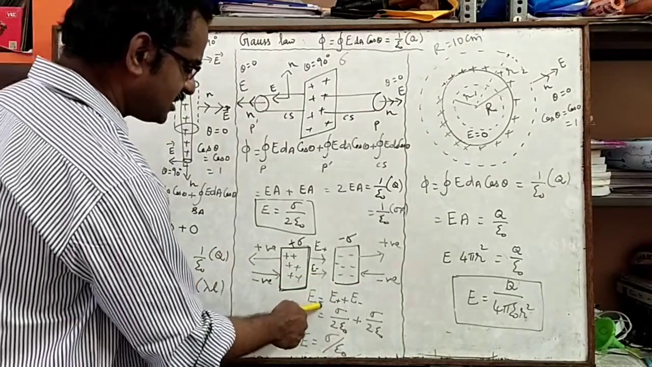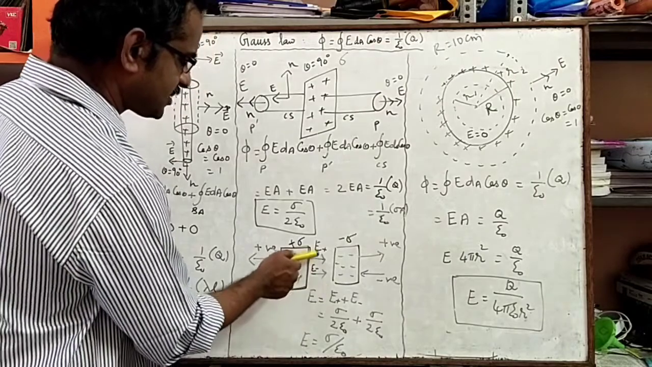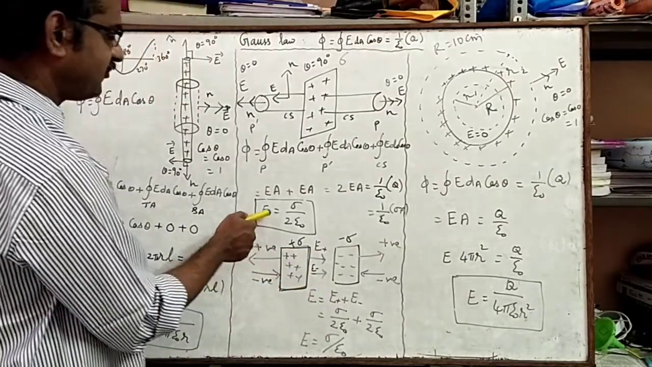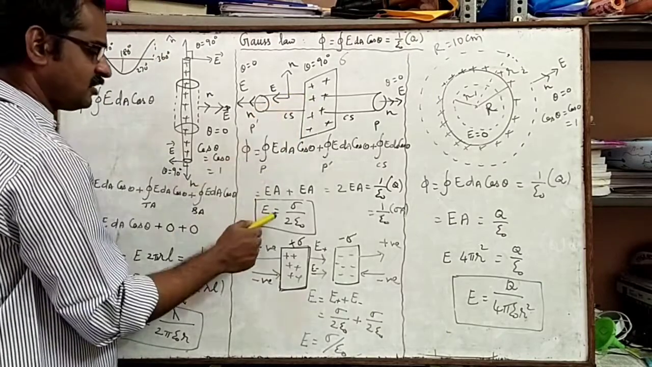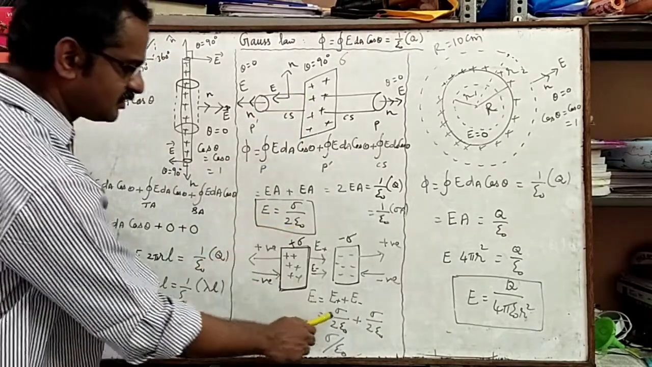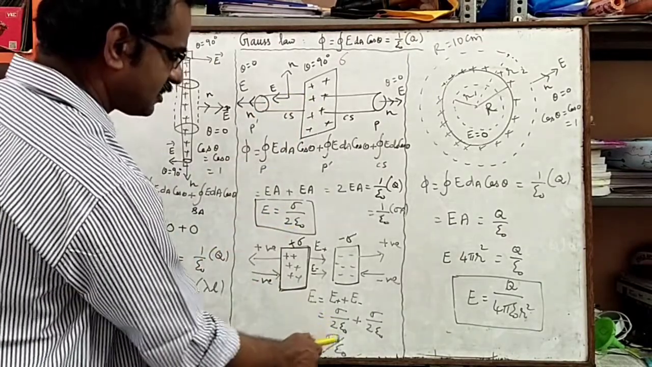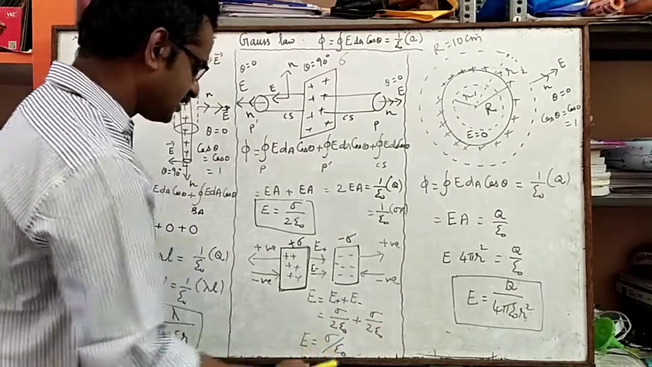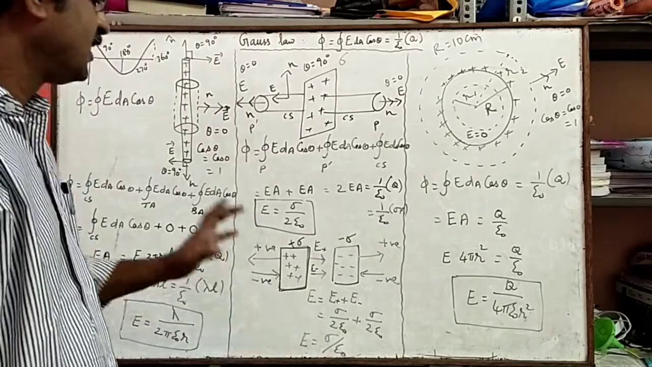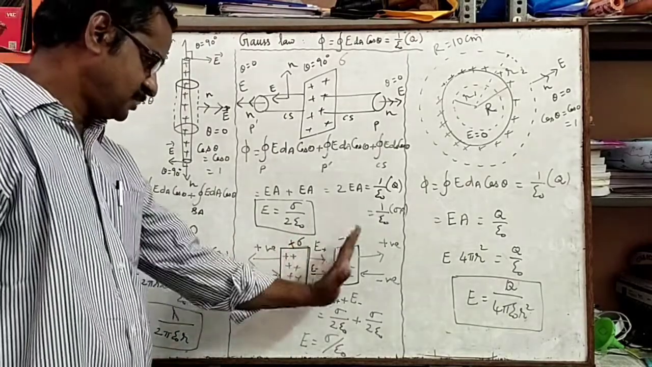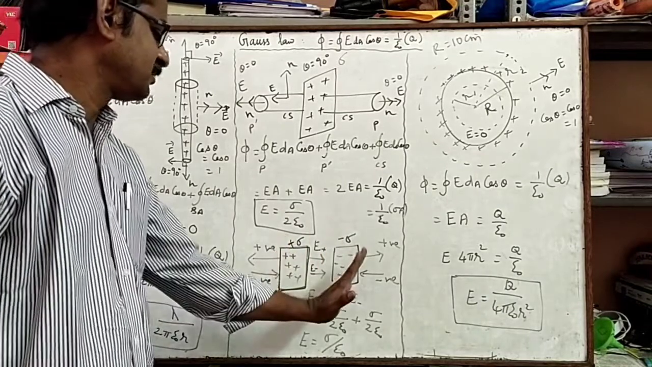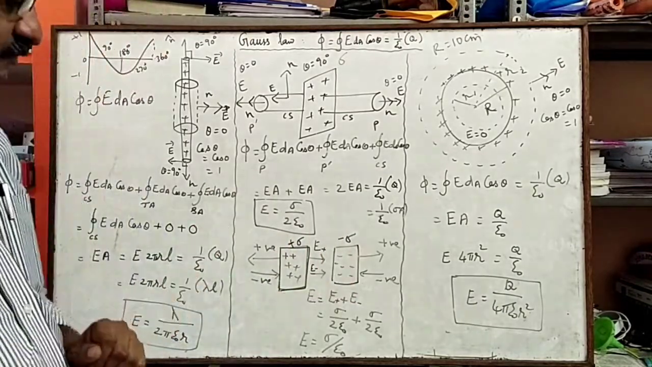Then the electric field E is equal to the electric field due to the positively charged plate plus the electric field due to the negatively charged plate. The electric field due to a single charged plate is equal to sigma by 2 epsilon naught. Therefore, sigma by 2 epsilon naught plus sigma by 2 epsilon naught is equal to sigma by epsilon naught. This is the equation to find the electric field due to charged plates kept parallel, where one plate is positively charged and the other plate is negatively charged.